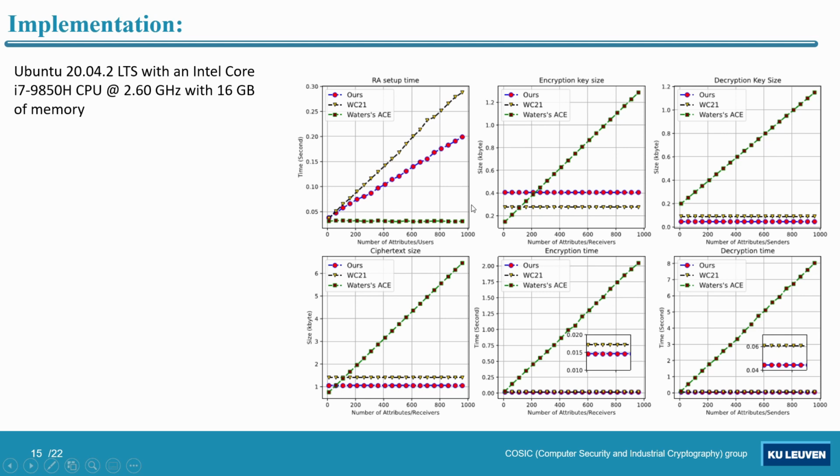We have implemented our efficient instantiation on the Charm Crypto framework. And we are comparing our construction with Waters' ACE variation and also the Wang and Zhou ACE construction that was proposed at IEEE S&P this year. As you can see, we have achieved constant complexity for encryption key size, decryption key size, and also ciphertext size. We also achieve encryption time and decryption time as a constant value, and it is slightly better than the Wang and Zhou ACE construction. Although their scheme is identity based and our construction is attribute based, which is a more general approach than identity based.